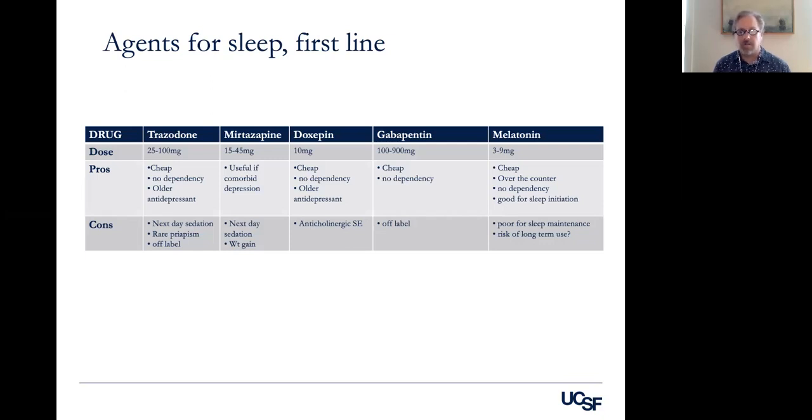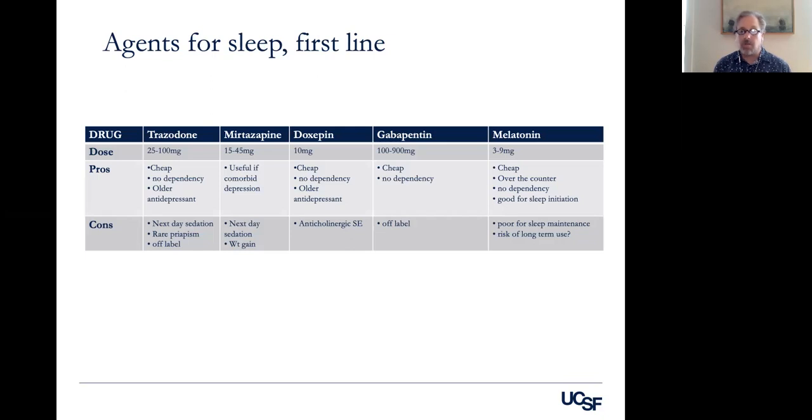Gabapentin was once sort of the darling of psychiatry until we found out that it wasn't that effective for the things we hoped it would be effective for. We thought it was a mood stabilizer. It's not. It's certainly used in chronic pain management, but it can be helpful in treatment of sleep because it is a little bit sedating, and there's a wide dosing range that you can use it on.